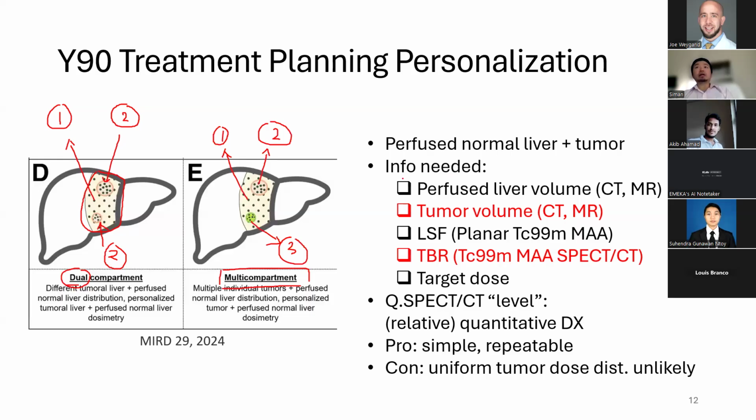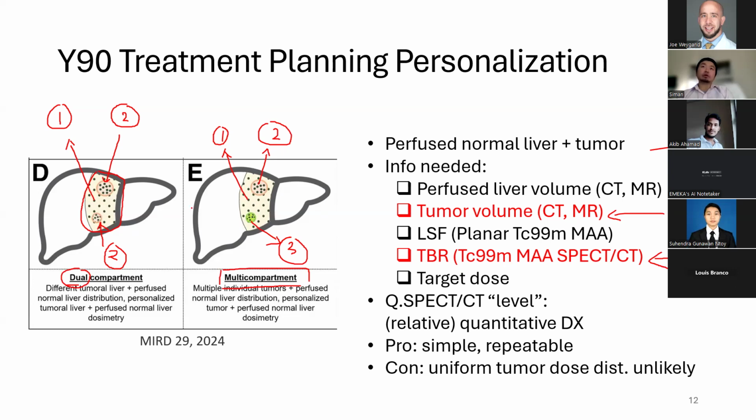So earlier we discussed what information is needed already, like the perfused liver volume, and the one highlighted in red is the additional information that you need to calculate with this increased personalization. As your model becomes more realistic, the task is more demanding, and you need further information. In this case, you need the tumor volume, and the tumor volume, again, you can get from a CT and MR.